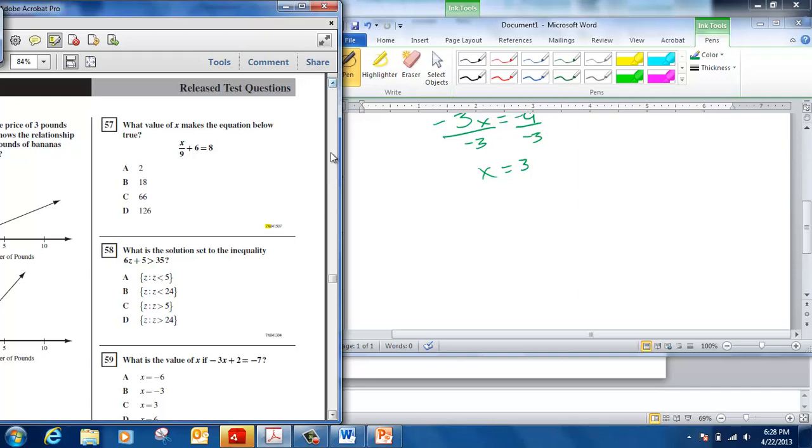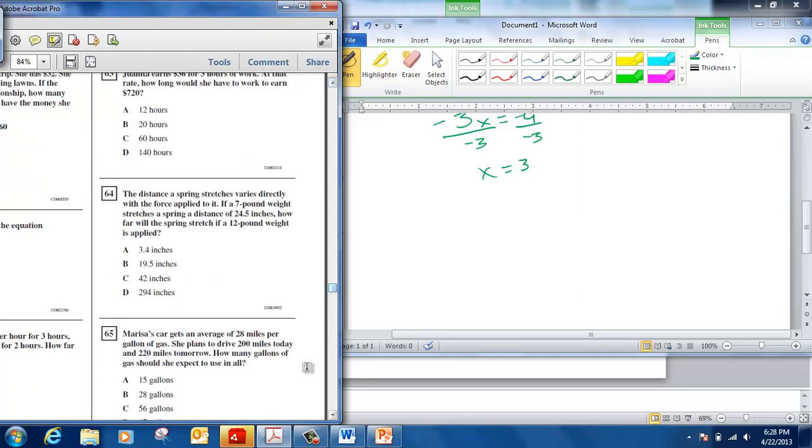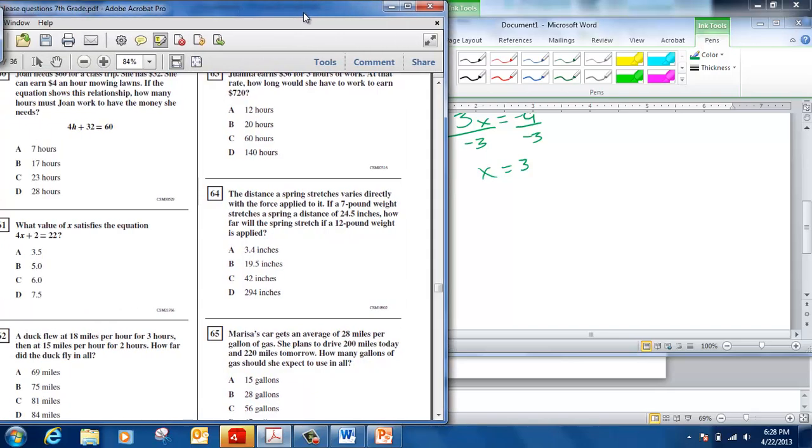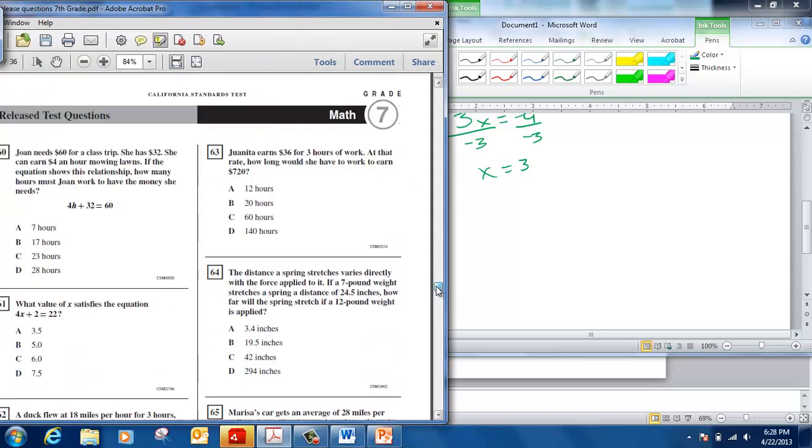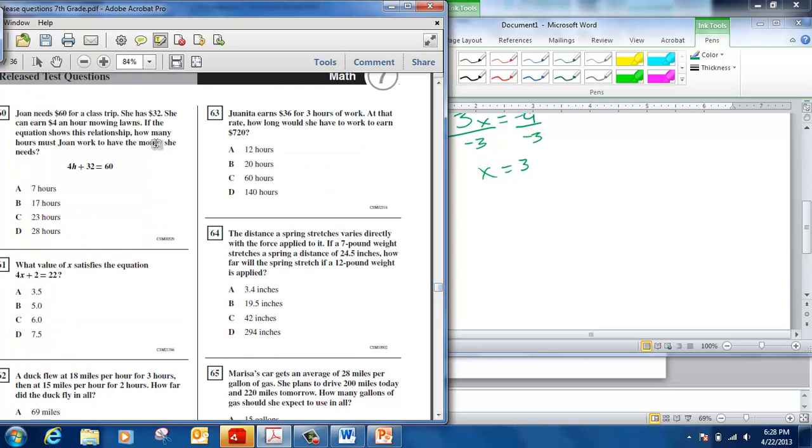Let me scroll this down a little bit. And then for 60, this one is a good one because it's a real world situation and we can probably solve this in our heads, but this is just putting that mathematical language to the real world problem. So Joan needs $60 for a class trip. She has $32. She can earn $4 an hour. So that's the thing that's going to be changing, is how much she's working. The equation below shows this relationship. How many hours must Joan work to have the money she needs?